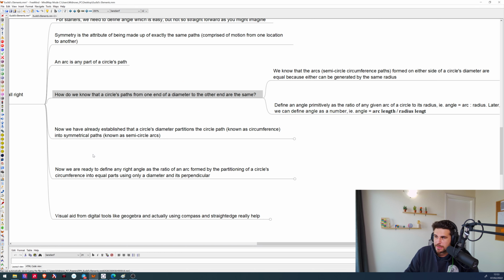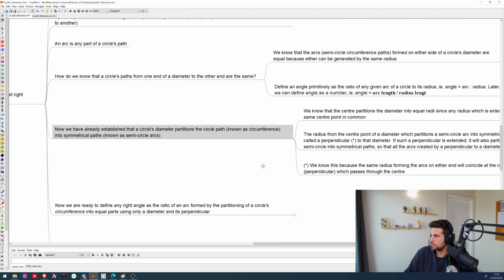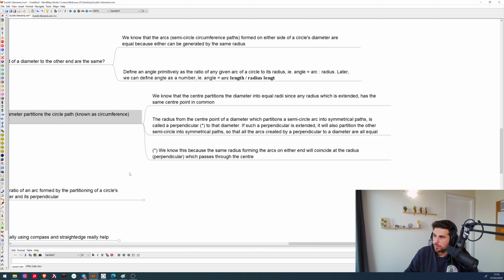So we have now already established that the circle's diameter partitions the circle path, known as circumference, into symmetrical parts, known as semicircle arcs. So we know that the center partitions the diameter into equal radii, since any radius which is extended has the same circle point in common. The same center point, in common. The radius from the center point of a diameter which partitions a semicircle arc into symmetrical path is called a perpendicular.